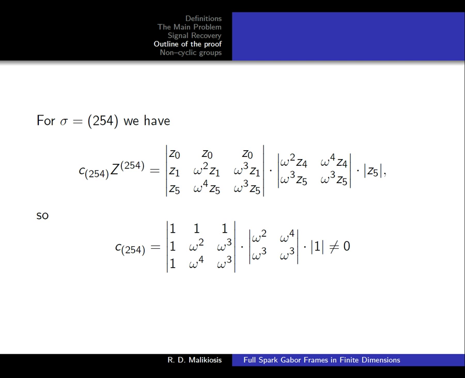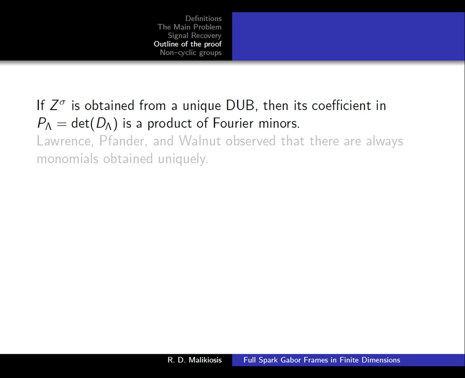So we are interested, however, in monomials that have this property that you mentioned, that appear in a unique diagonal union of blocks. If such a monomial is obtained from a unique diagonal union of blocks, then the coefficient, as we've seen, is a product of Fourier minors. And these are more convenient to work with because you can more easily determine whether that coefficient is non-zero or not. Because it's a product of Fourier minors, you just have to check whether each such minor is non-zero or not. Otherwise you would have a sum of products and it would be more difficult somehow.